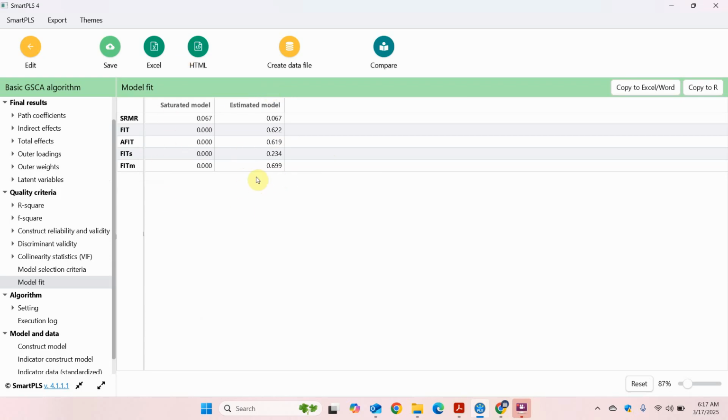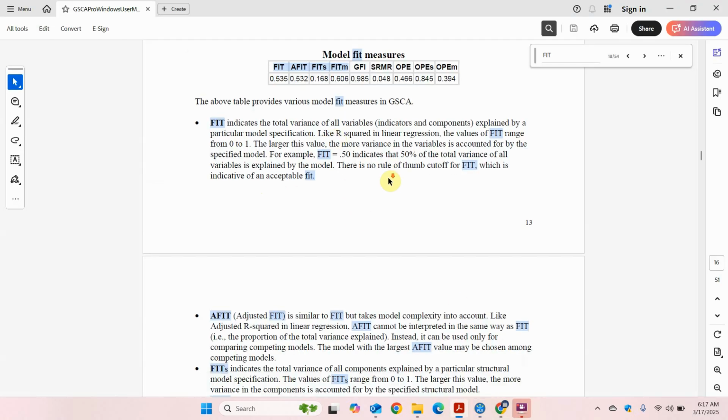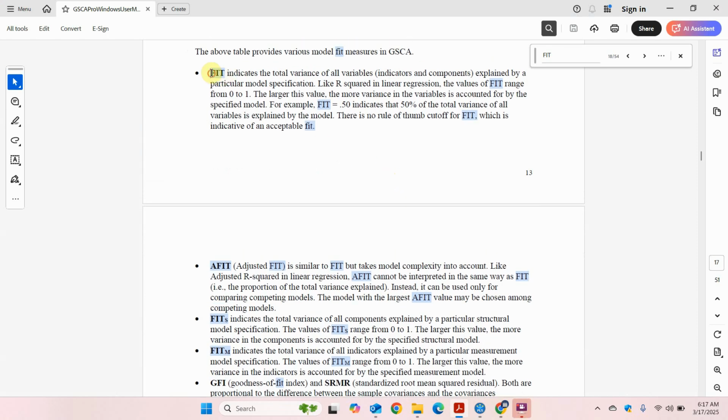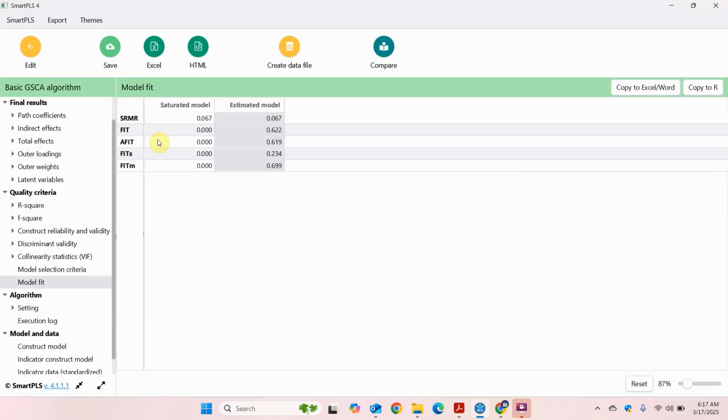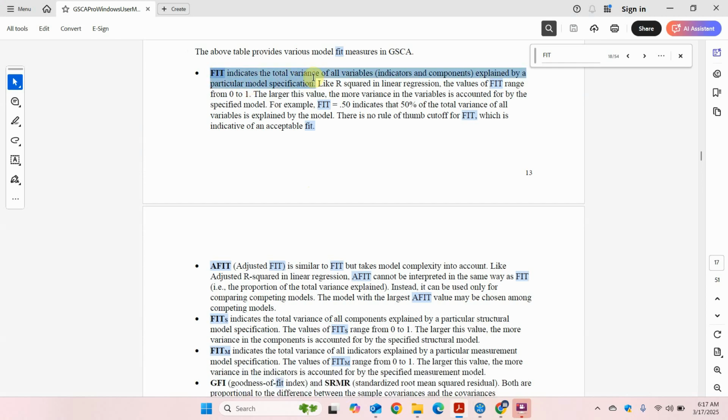So how do we assess these? So we are going to look into our estimated model, and I've got a few short notes here. The first one is SRMR, but here it is, the FIT, and I'm interested in this one. So FIT indicates the total variance of all the variables, that is including the indicators and the components, explained by a particular model specification. Now it is like R square in linear regression, and the values of FIT range between 0 and 1. The larger this value, the more variance the variables is accounted for by the specified model.